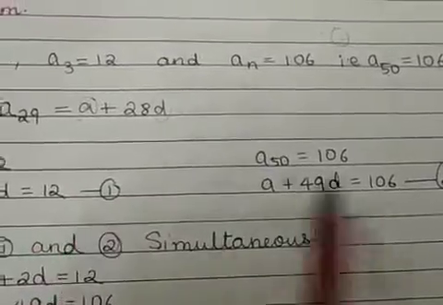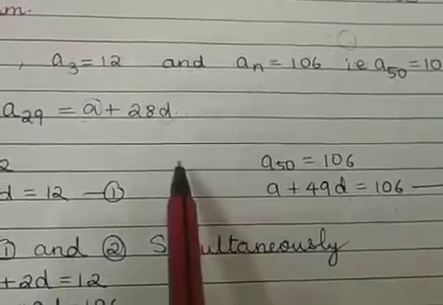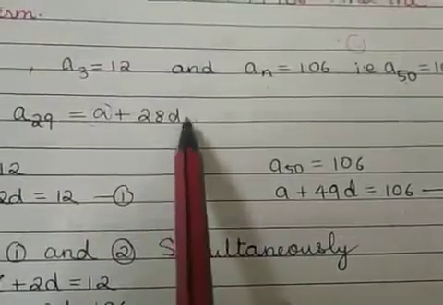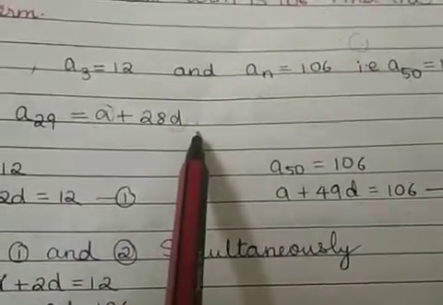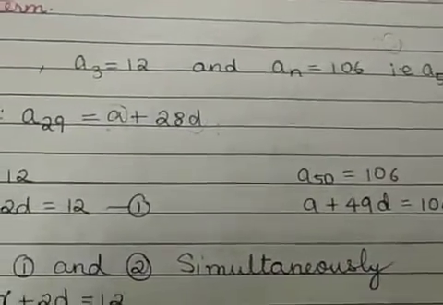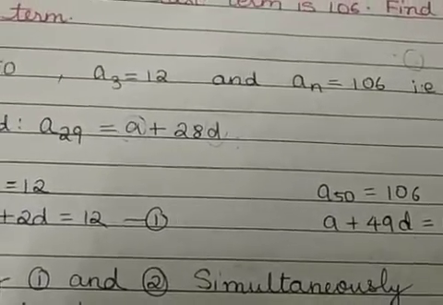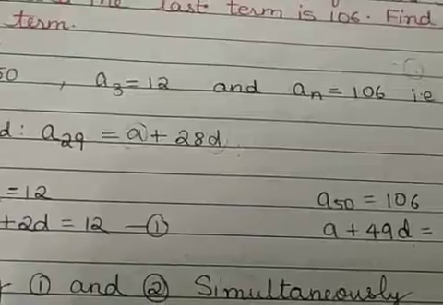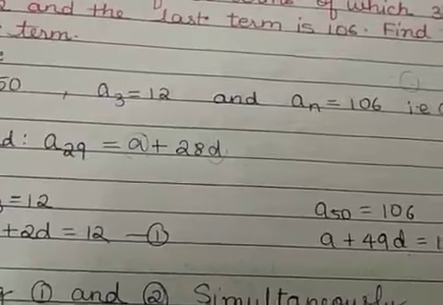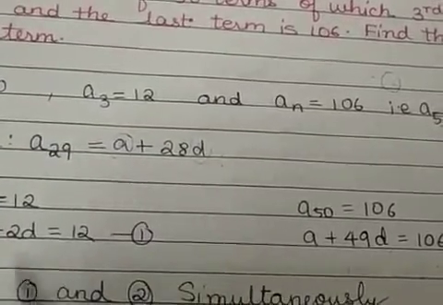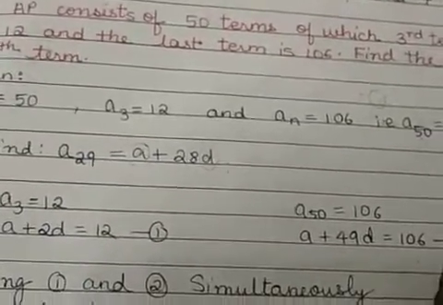So since you have got two equations, now you can solve these two equations simultaneously. Always remember, if you have to find two unknown quantities, then you will require two equations to find these two unknown quantities. If you have one unknown quantity in your question, then you would require only one equation to find that unknown quantity. So now since we have two unknown quantities, we would require two equations to find these two unknown quantities, and we have found those two.